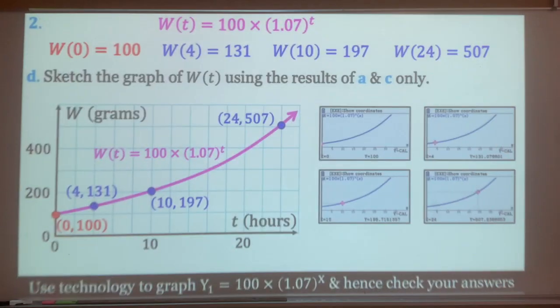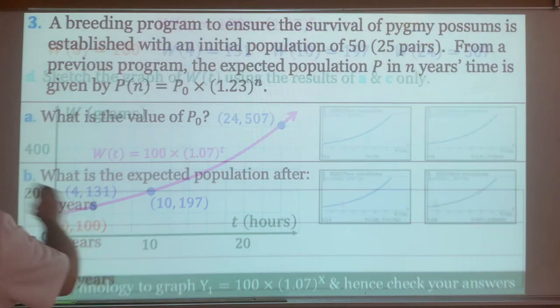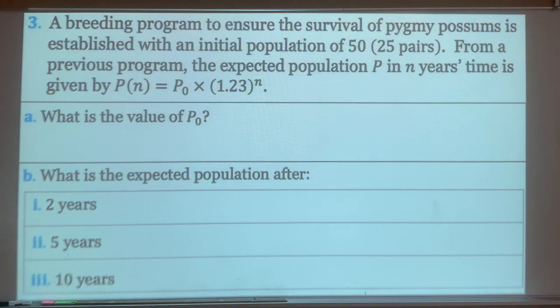Another way to do this, I'm not going to be doing that anymore to save time, but now you know how to check your answers. Problem number 3: a breeding program to ensure the survival of pygmy possums is established with an initial population of 50, which is 25 pairs. From a previous program, the expected population P in N years' time is given by P of N equals P subscript 0 times 1.23 to the N power.